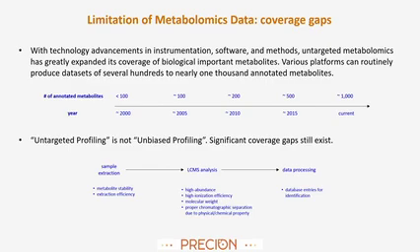So in terms of the nature of metabolomics data, one thing we need to understand is that even with continued technology improvement in the last 10, 15 years, there are still significant coverage gaps. What I mean by coverage gaps is that biologically important metabolites are not in your data.